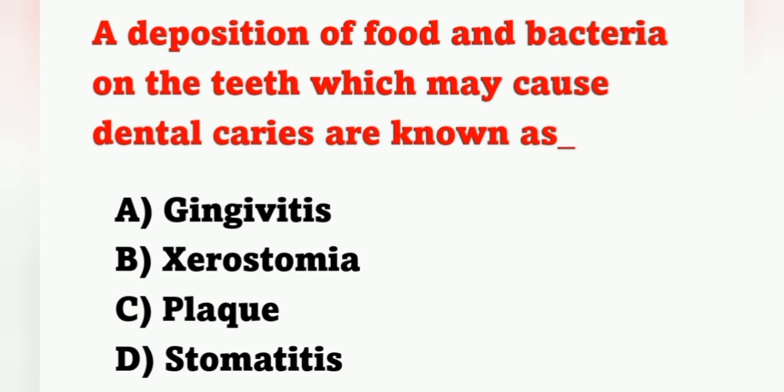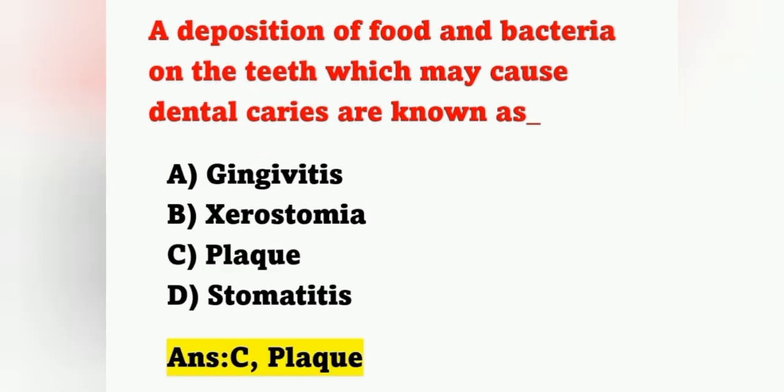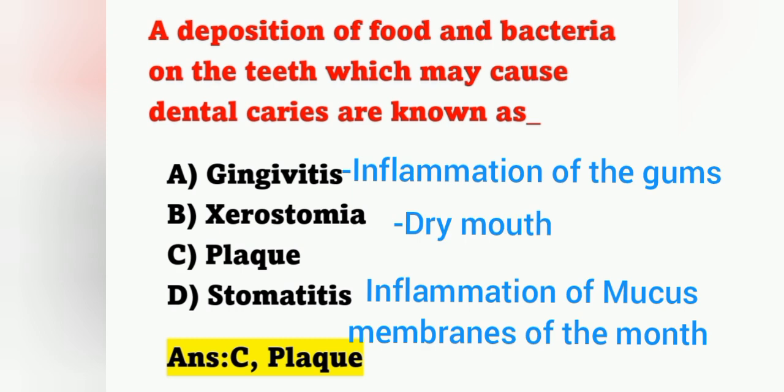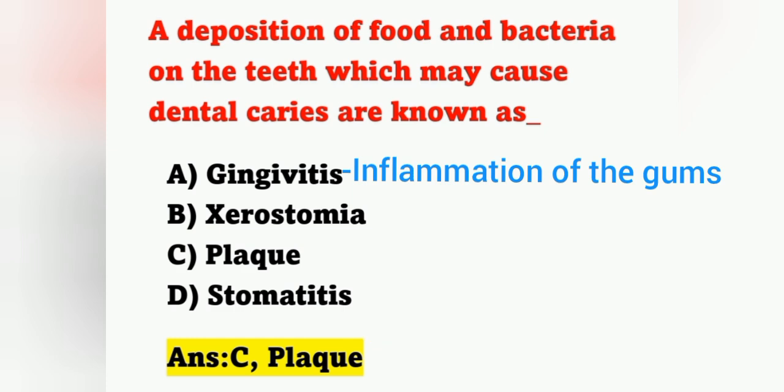And the next question, a deposition of food and bacteria on the teeth which may cause dental caries is known as. Options, option A gingivitis, option B xerostomia, option C plaque, option D stomatitis. And the correct answer is option C plaque. Xerostomia means dryness in the mouth. Gingivitis means inflammation of the gums. Stomatitis is the inflammation of the mucous membrane of the mouth.